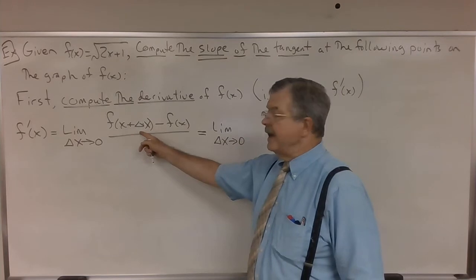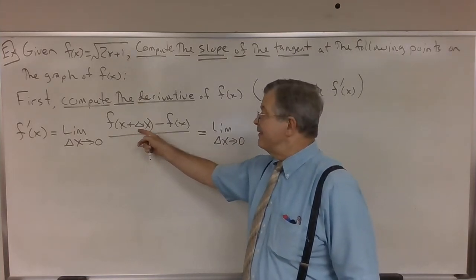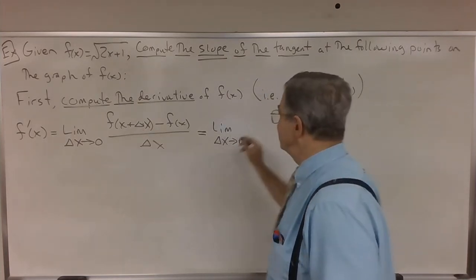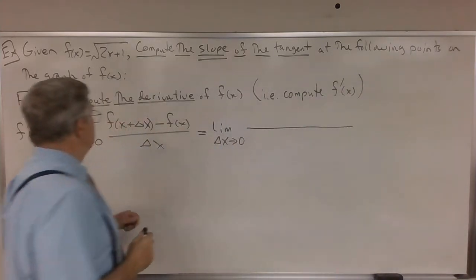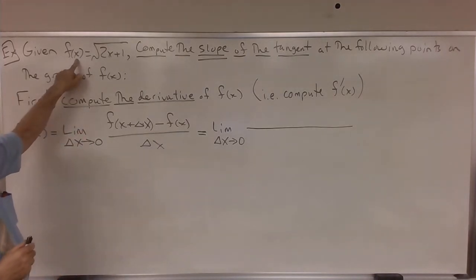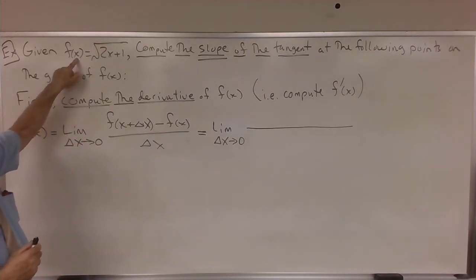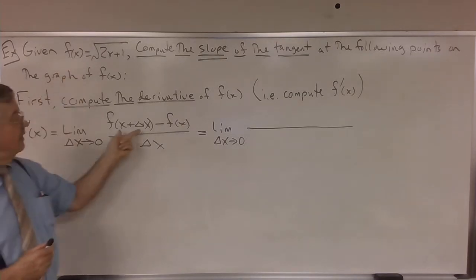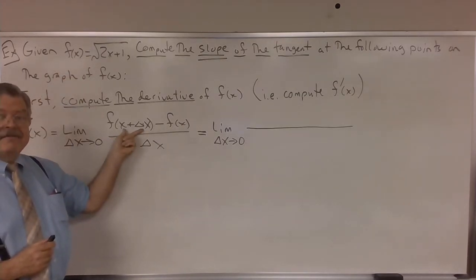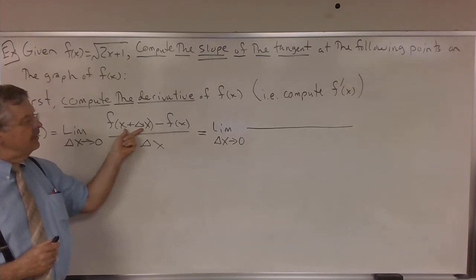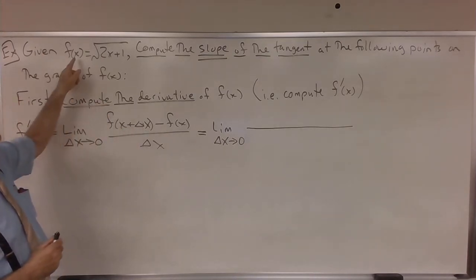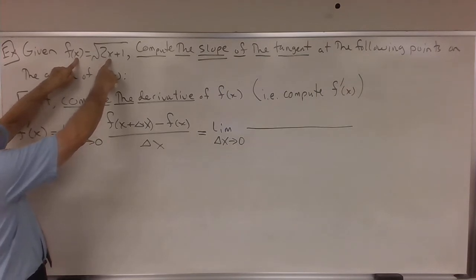The first thing we have to do is compute f evaluated at x plus delta x. And notice, here's our model of f of x up here. This is f evaluated at x. This is f evaluated at x plus delta x. So x plus delta x plays the role down here that x plays up here in our model of f of x.